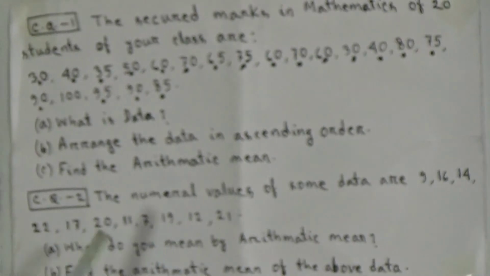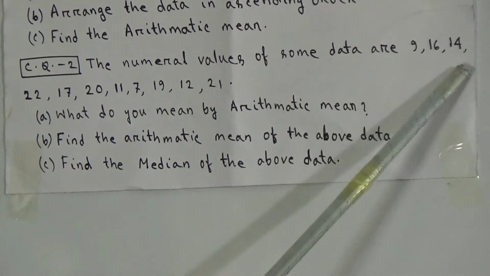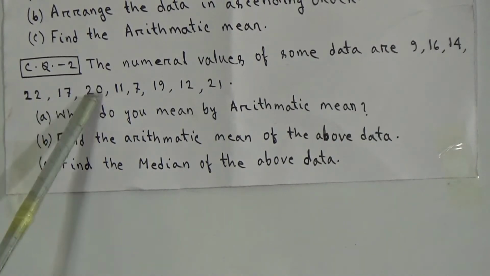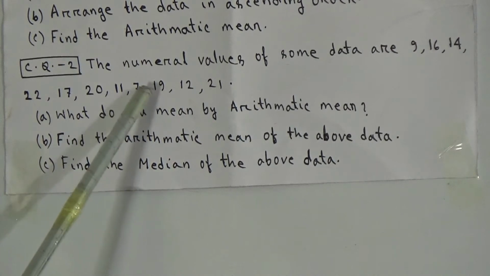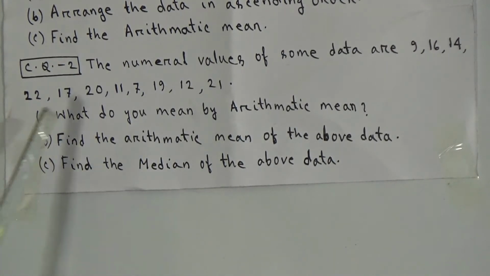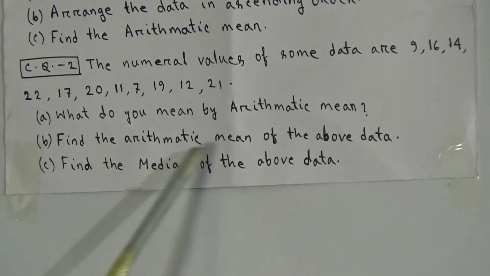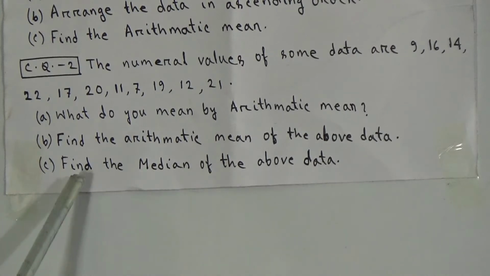At first we will read the question. Here in CQ2, the numeral values of some data are 9, 16, 14, 22, 17, 20, 11, 7, 19, 12 and 21. First question is, what do you mean by arithmetic mean? B number question, find the arithmetic mean of the above data, and C number question, find the median of the above data.